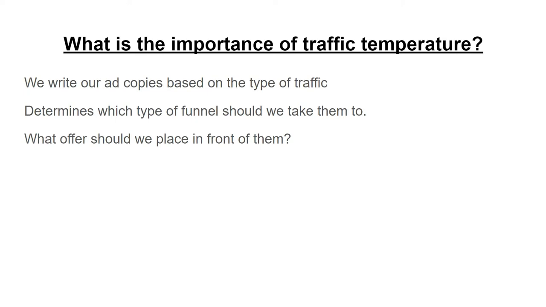And next comes what kind of offer we should place in front of them. Let's say you have a person in your cold audience, so you give him something away for free. This is your offer. You have someone in your warm audience, so you give him, let's say, a $1, $2 or $5 product. And you have someone in your hot audience, you offer him a $20, $30 or let's say $50 product. So the kind of offer which we place in front of the audience will vary from cold to warm to hot.